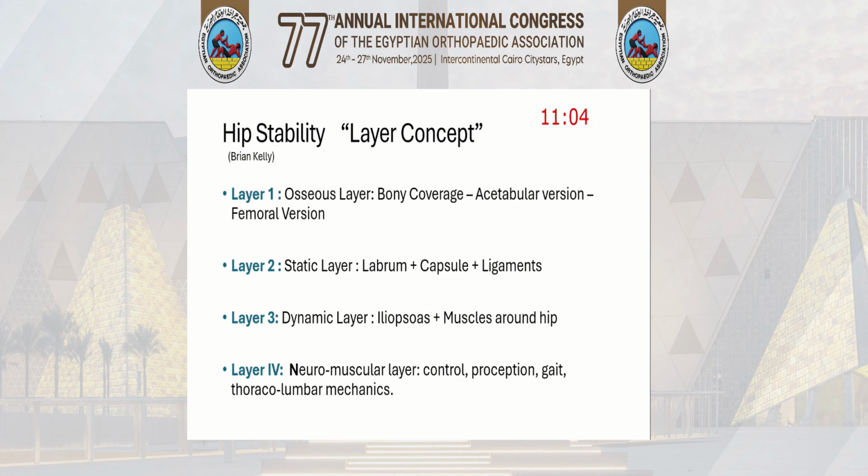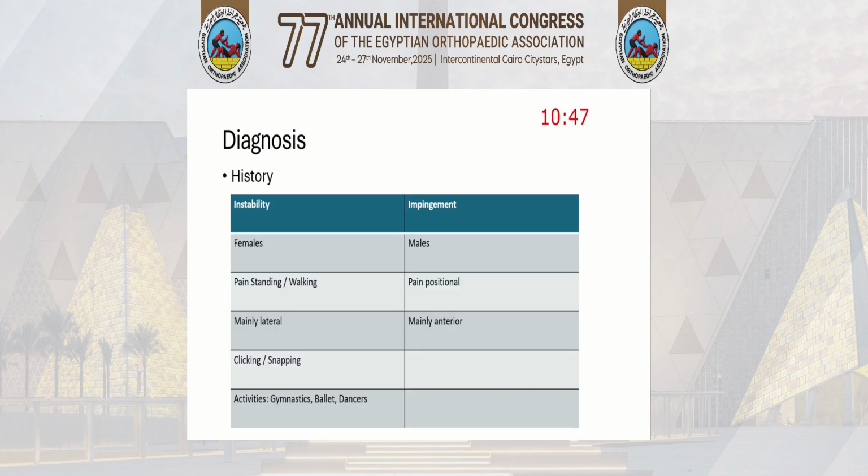The second layer is the static layer. The static layer is the labrum, the capsule, and the ligaments. The third layer is the dynamic layer, so that's the muscles, and one of the very important ones is the iliopsoas. And the fourth layer is the neuromuscular coordination of all of these together, and the thoracolumbar biomechanics.